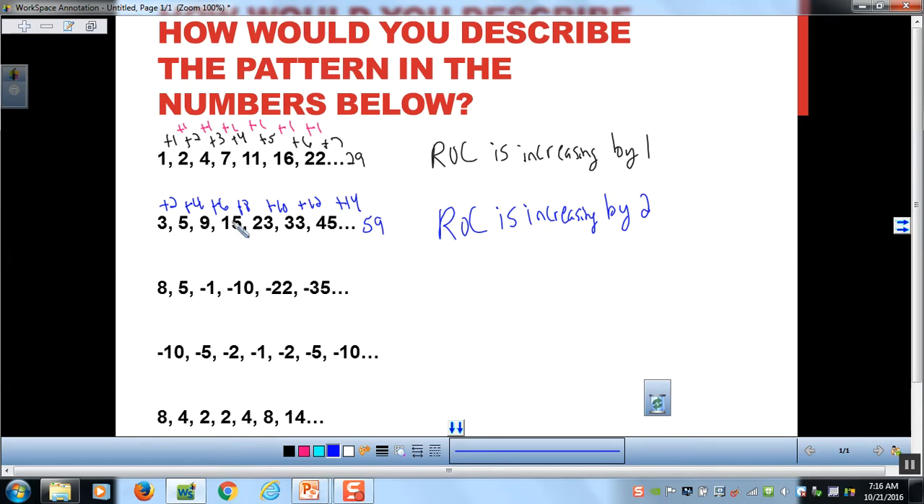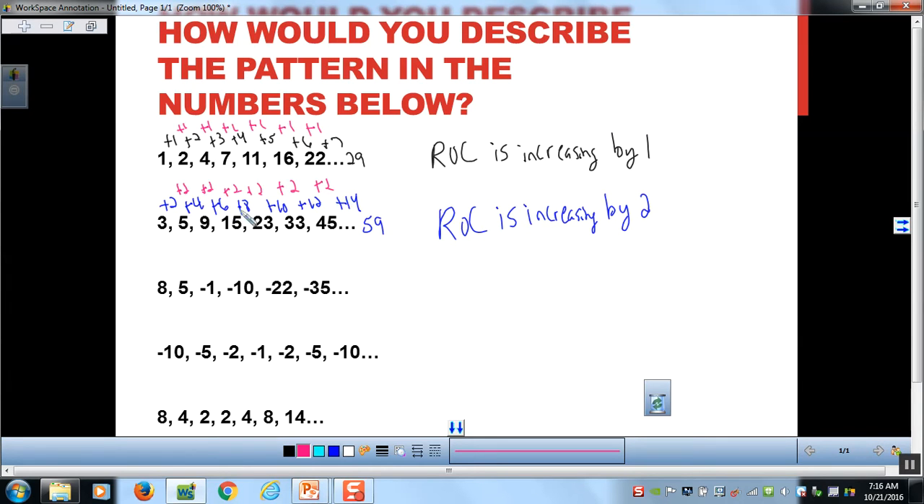Once again, you can look at that second difference, and you can see that everything is increasing by 2. So we can see that the second difference is remaining constant. Now I'm going to let you take a look at the next 3. I'd like you to figure out how that rate of change is changing and describe that in words. Pause the video, turn back on, we'll see how you do.